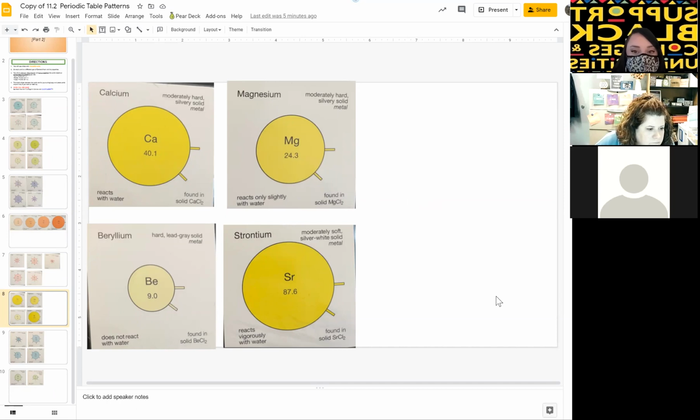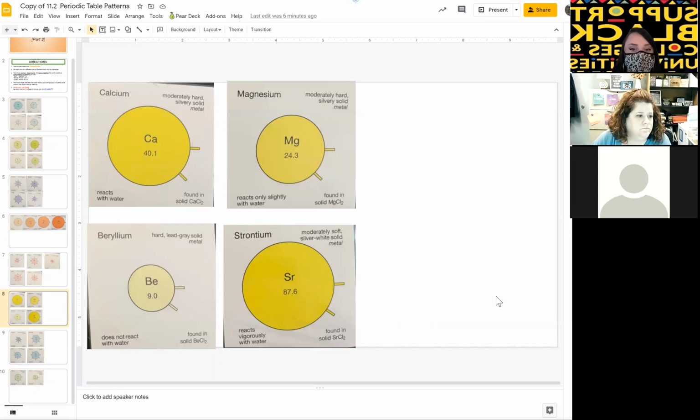Okay, what properties do these have in common? What characteristics or properties do these 4 elements or atoms have in common? All right, good, Anaya, they're all metals. What characteristics do these cards have in common? The same color. All right, so what color are they? Yellow, good, Jaden. What else is common? What else do they share?